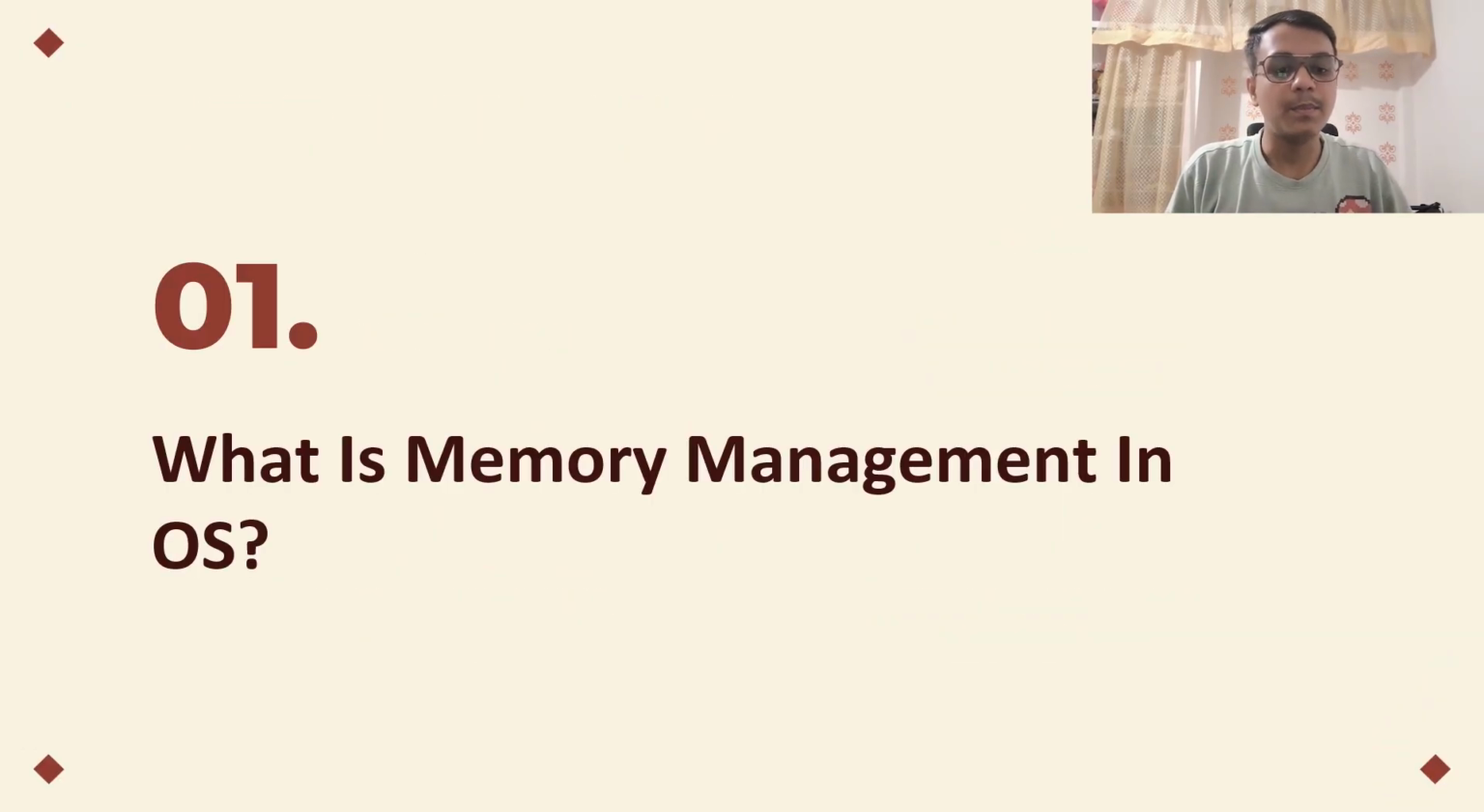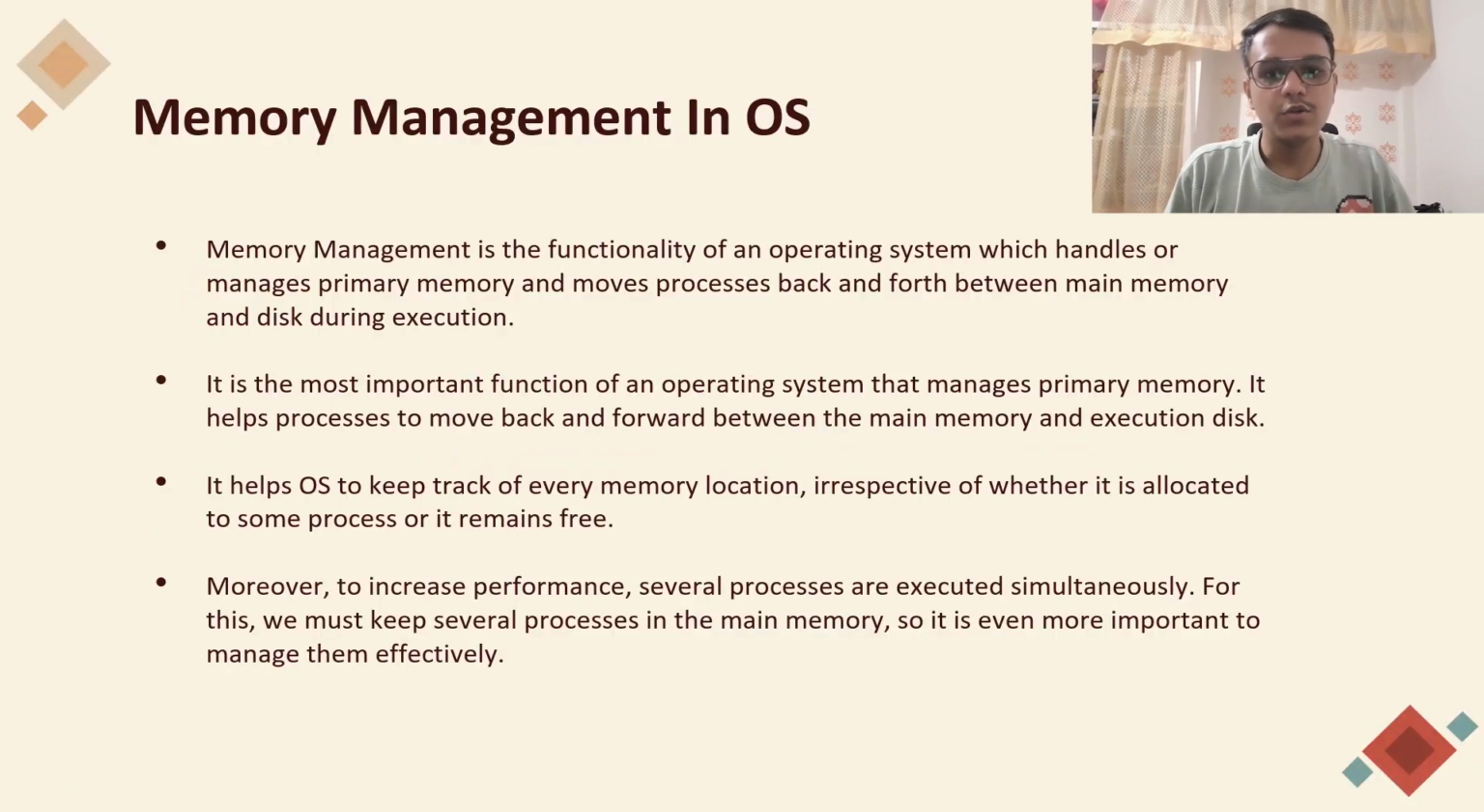What exactly does memory management in an operating system actually mean? To begin with, memory management is a function of an OS, the operating system, that handles primary memory. It tracks every memory location, whether it's free or in use. When programs run, the operating system moves them between the disk and RAM, ensuring the processor always has access to the necessary data. This becomes especially important when we are running multiple programs at once. The operating system must manage memory efficiently so everything runs smoothly. In short, it's all about organizing memory for efficient and stable performance.